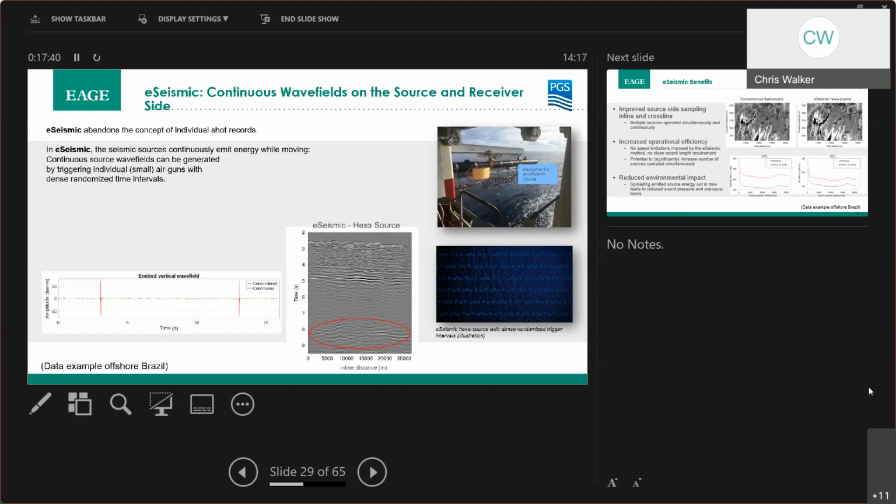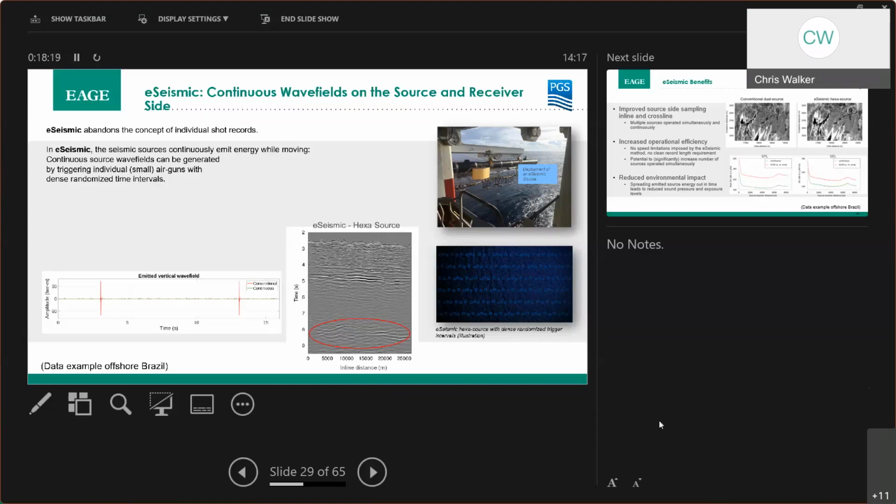So you go away from the idea of an individual shot record, and in the E-Seismic method, the seismic sources, the small airgun sources, are essentially trying to emulate a white noise sound source, so that it's continually emitted whilst the vessel is moving, and continuous source records are then sliced from the continuous data. Individual source records are extracted from the continuously recorded data, and the technique uses very dense randomized time intervals.